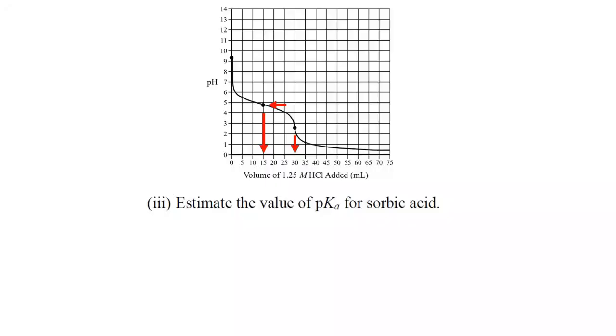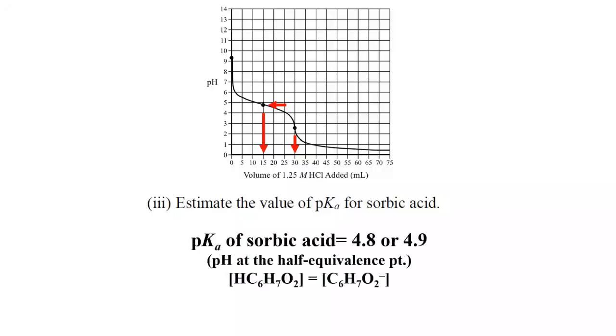And in this question, part B, number 3, it's not talking about the Kb or the pKb for the sorbate ion. It's talking about the pKa for sorbic acid. So we can go ahead and use that same relationship, that at the half equivalence point, the pH equals the pKa, referring to the weak acid in this conjugate acid-base pair.